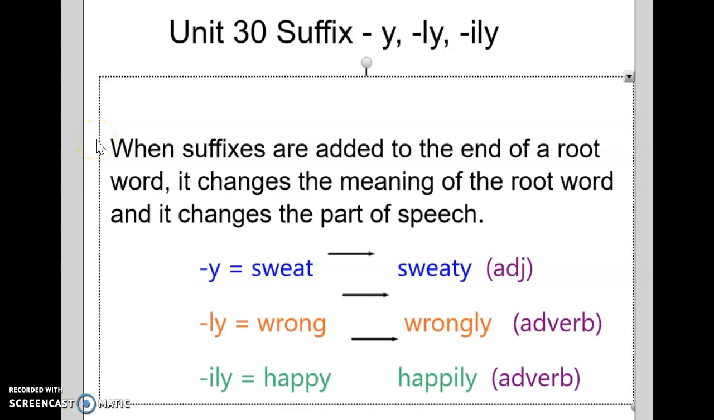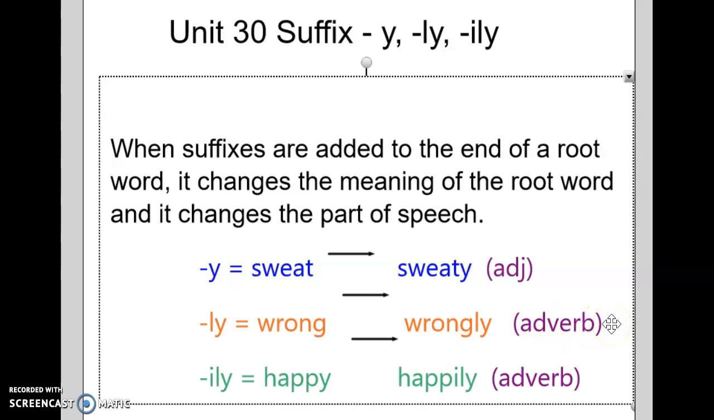Hey, third graders, we are going to start by reviewing our targets for this word study unit. When suffixes are added to the end of a root word, it changes the meaning of the root word and it changes the part of speech. So when y is added to the root word sweat, it changes to sweaty, which is an adjective or a describing word. When the suffix ly is added to the root word wrong, it makes the word wrongly, which is a different part of speech.